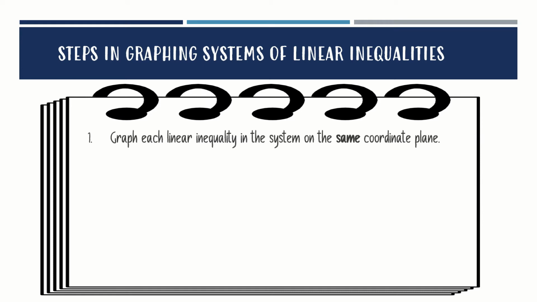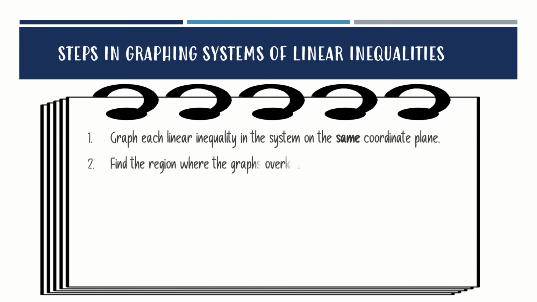Recall that if all points on the line are included in the solution, it is a closed half plane, and the line is solid. We only use solid line when the inequality symbol is greater than or equal to or less than or equal to. On the other hand, if the points on the line are not part of the solution of the inequality, it is an open half plane, and the line is broken. And we use broken line if the inequality symbol is less than or greater than.